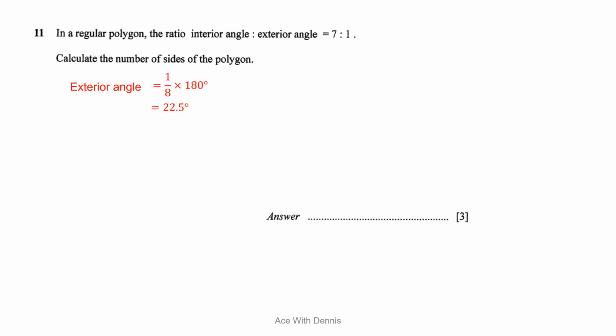Now for a regular polygon, the exterior angle can be calculated as 360 degrees divided by n. Because this is a regular polygon, all the exterior angles will be the same size. So 360 divided by n equals 22.5 degrees. And then we solve this equation. The n means the number of sides of the polygon. So n will be 360 degrees over 22.5 degrees, and the value is 16. So the answer is 16.